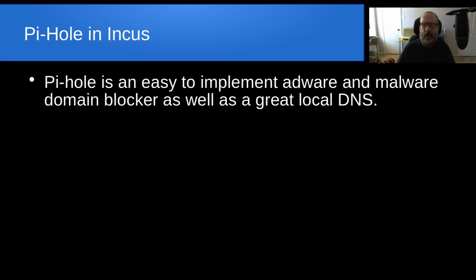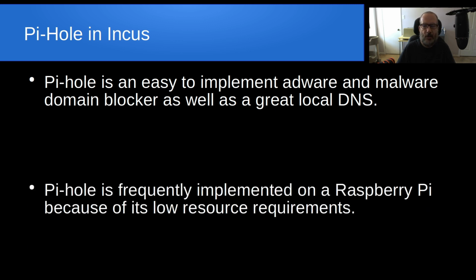So today we want to talk about Pi-hole in Incus. Pi-hole is an easy to implement adware and malware domain blocker, as well as a great local DNS. And not only that, it's a great starter application as the first application to implement in an Incus server because it's very easy to install.